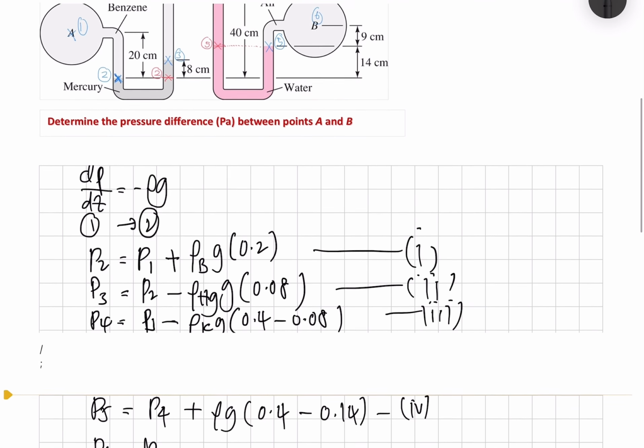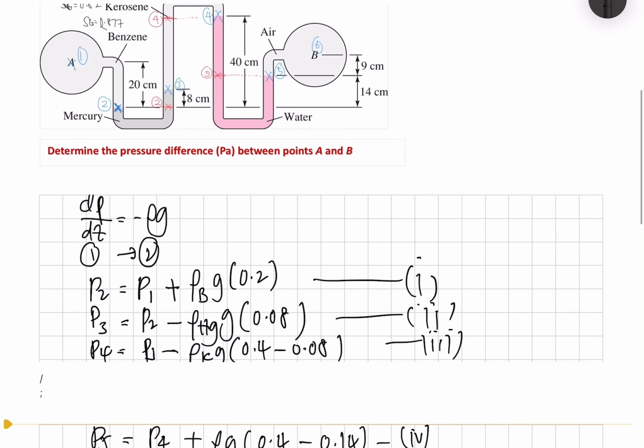All right, the first thing you need to do is to cross all the surfaces. All right, and then after that you need to decide whether you come from left to the right or from the right to the left. Okay, and then you keep on moving from one point to another point until you reach the final point.